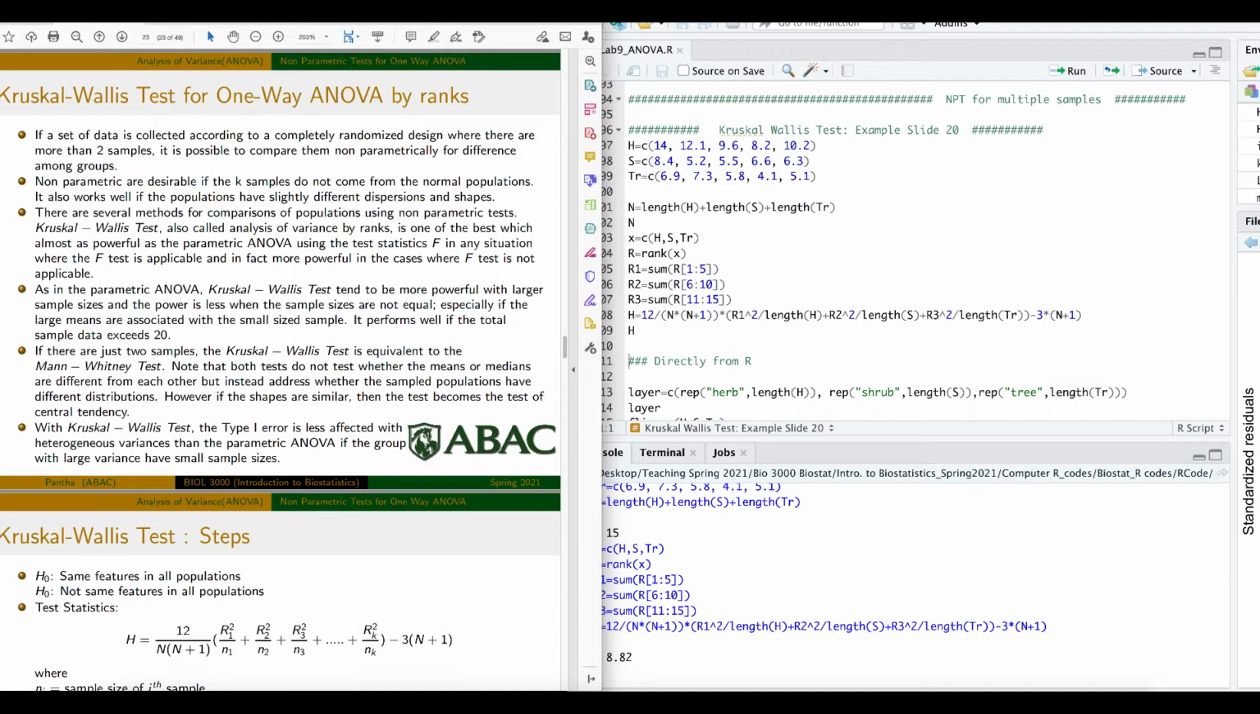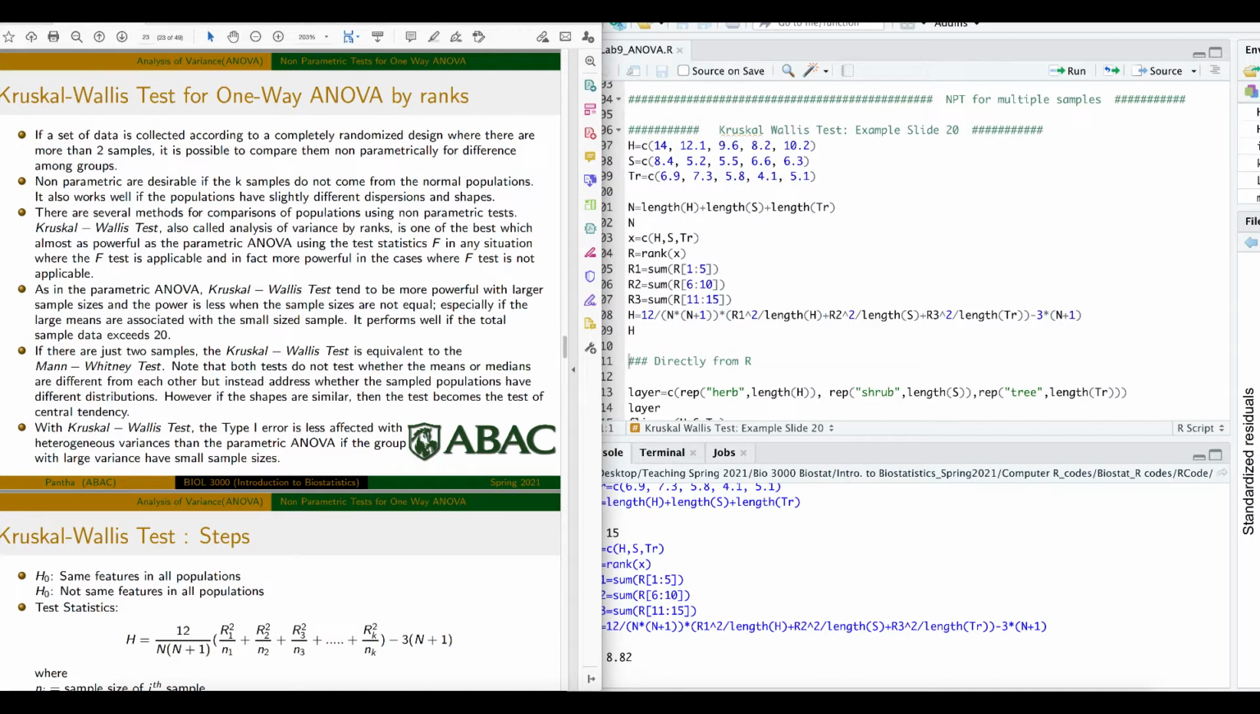Hi, in this video, I'm going to talk about a non-parametric test for ANOVA. That is, if the population does not satisfy the normal distribution, then we use a non-parametric test, as we did in the separate chapter on non-parametric tests.